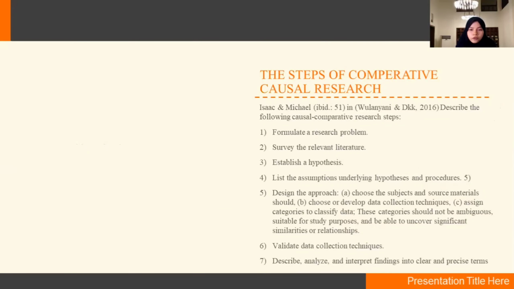The steps of comparative causal research, according to Isaac and Michael in Ulfadhilla et al. 2016. First, formulate a research problem, and the next, survey the relevant literature and establish a hypothesis, list the assumptions underlying the hypothesis and procedures, and the next, design the approach, including choosing the subject or source material, and choose or develop data collection techniques, and assign categories to classify data. And the sixth step is validate data collection techniques, and the last is describe, analyze, and interpret findings in clear and precise terms.